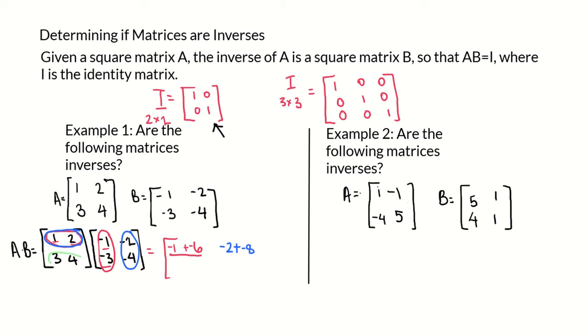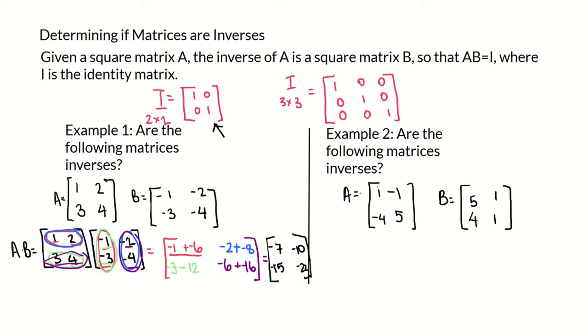And then second row, first column, 3 times -1 is -3, and 4 times -3 is -12. And then second row, second column, 3 times -2 is -6, plus 4 times -4 is -16. And you might already be able to see that we do not get the identity matrix here. In the top left we have -7, top right we have -10, bottom left -15, and bottom right -22 when we add those entries together.